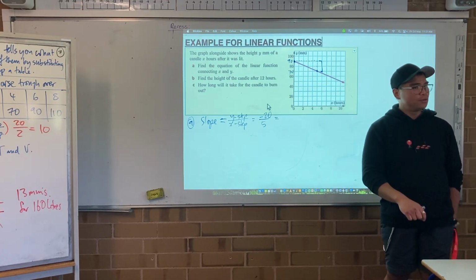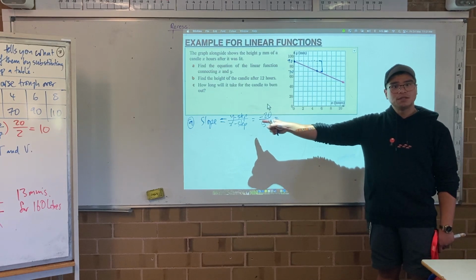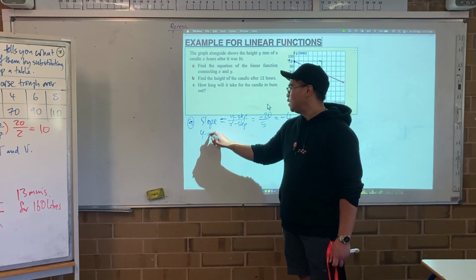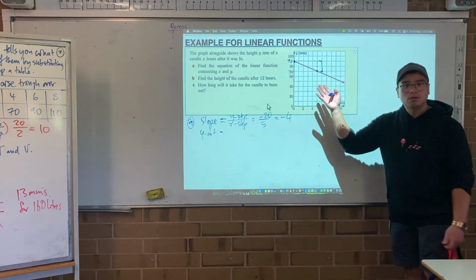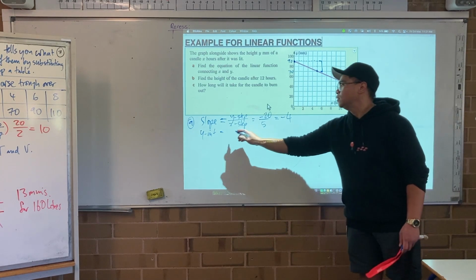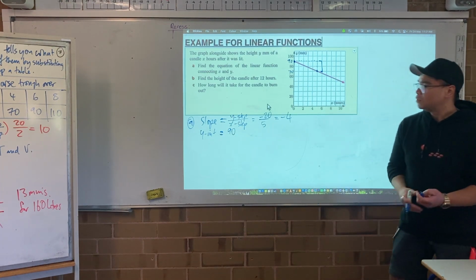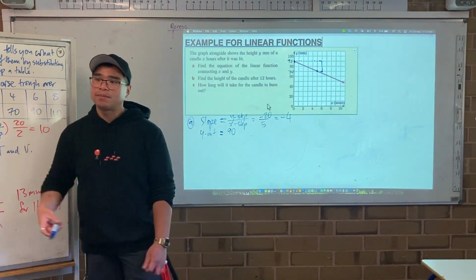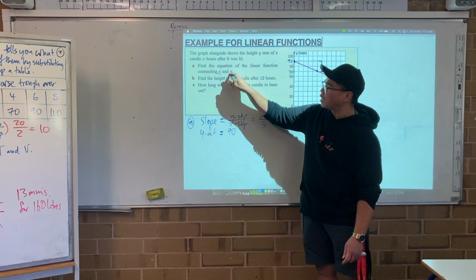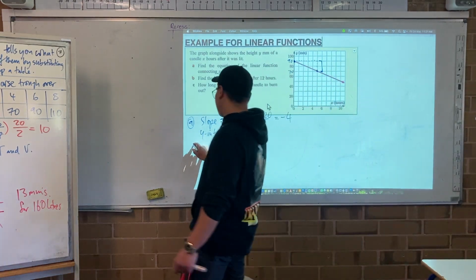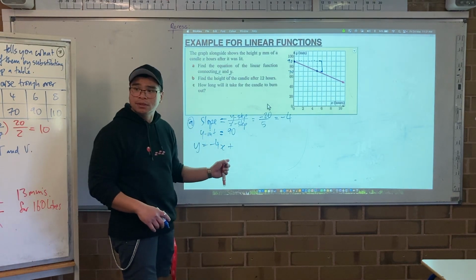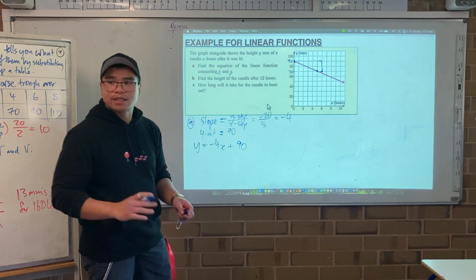What's 20 divided by 5 normally? 4. But because it's a negative, what's the answer going to be? Negative. So I have my slope slash gradient. My y-intercept: just look, where does the line touch the y-axis? What number? 90. Good, 90. So do I have what I need to say y is equal to mx plus c? So y is going to equal slope negative 4x plus, what's the y-intercept? 90. That's my equation, that's A, done.